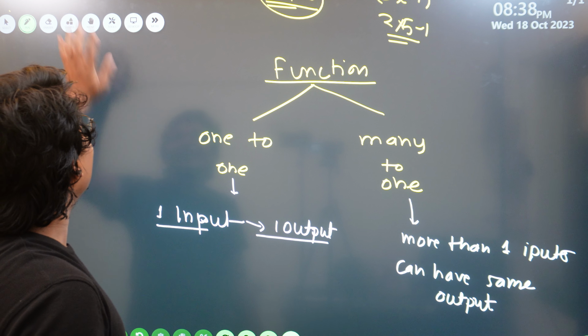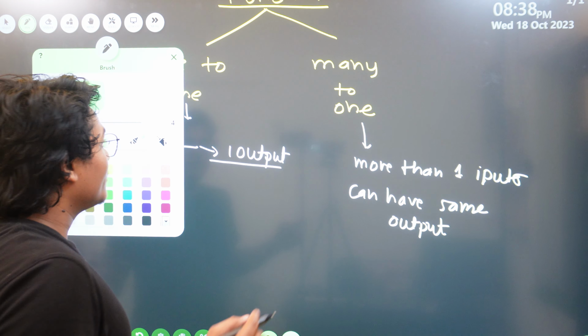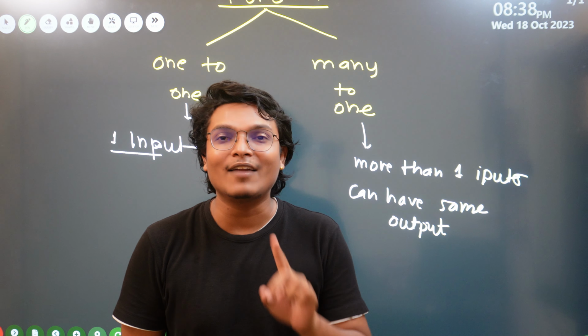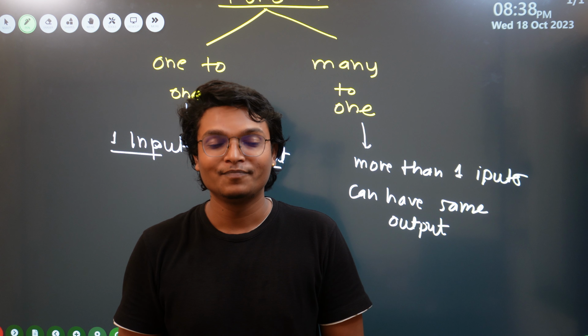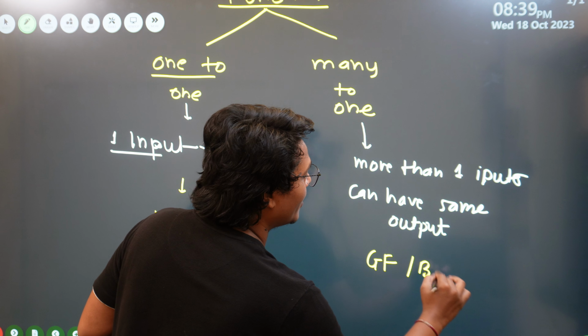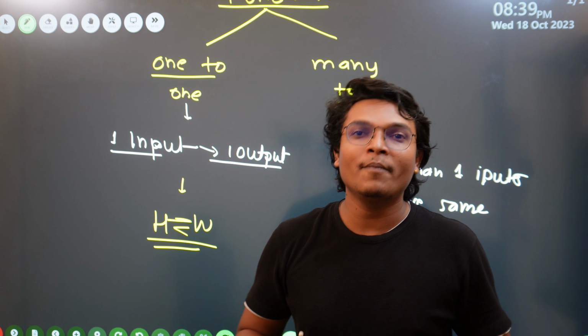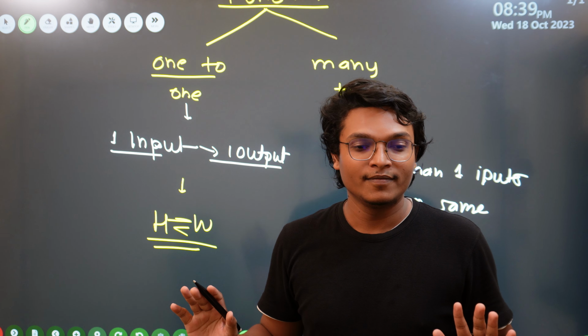If I have to explain this in your language, in 1 minute you will understand what is one-to-one and what is many-to-one. It will be a little comedy. One-to-one function is like husband and wife. For one husband there is only one wife, and for one wife there is only one husband. But many-to-one is like girlfriend and boyfriend. One girl can have more than one boyfriend, or one boy can have more than one girlfriend.